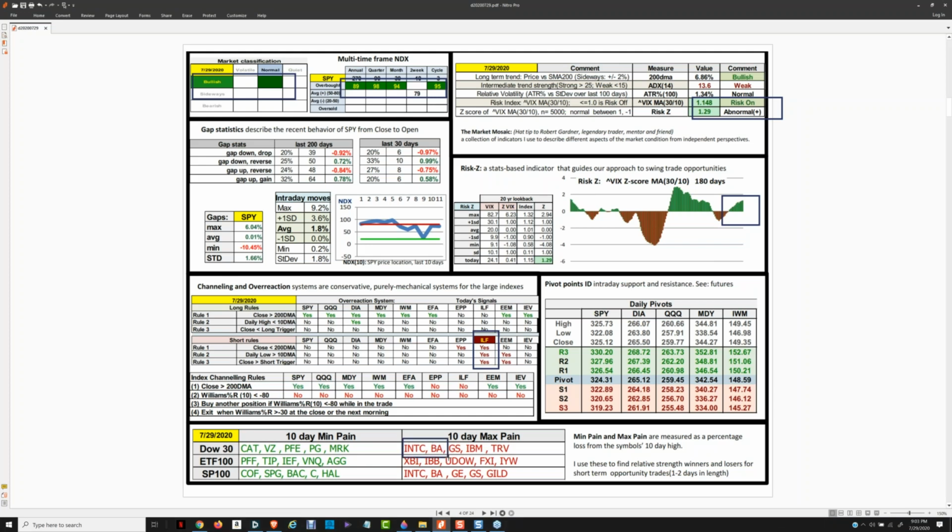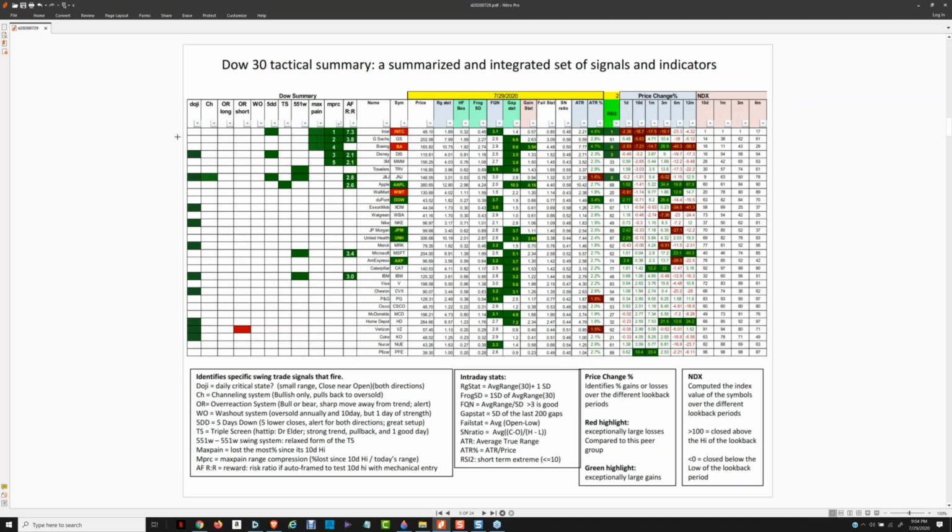Intel, Boeing, and Goldman are the big laggards. Pfizer, Procter & Gamble, and Merck, so that may be some XLV healthcare is available. Lots of dojis today in the Dow. Quite a few 5DDs, three of them. That's going to be Intel, Disney, and Johnson & Johnson. The 551Ws were the ones that really benefited today. That's buying strength on a dip.